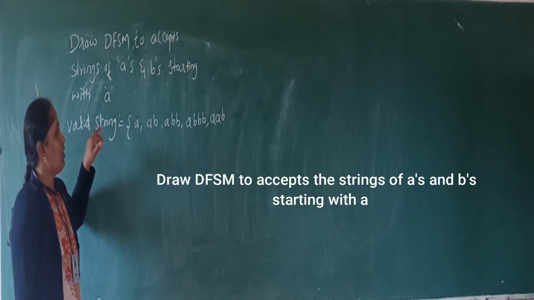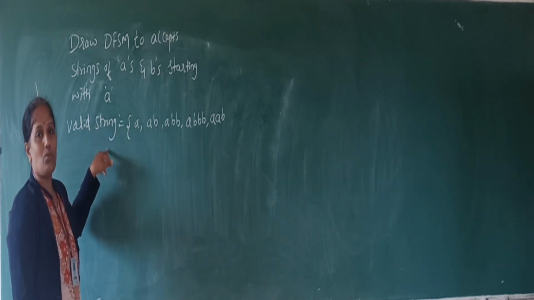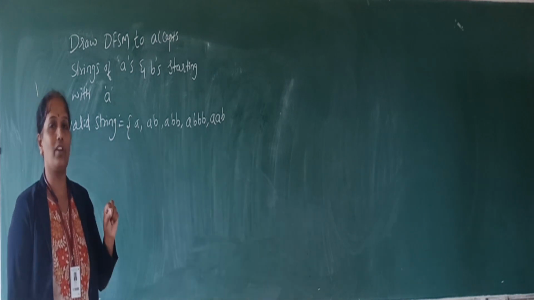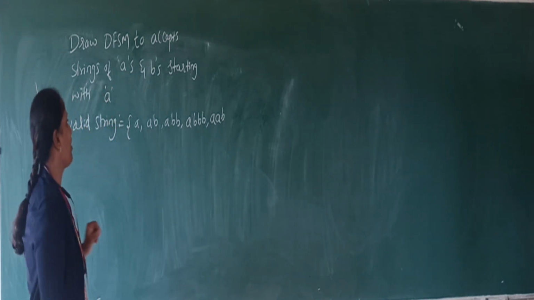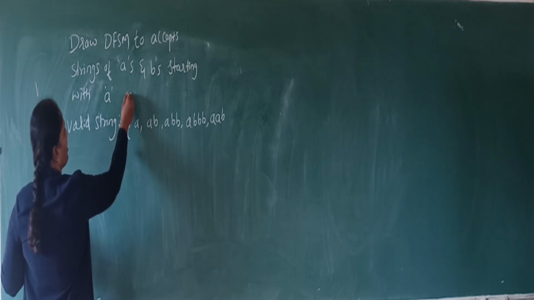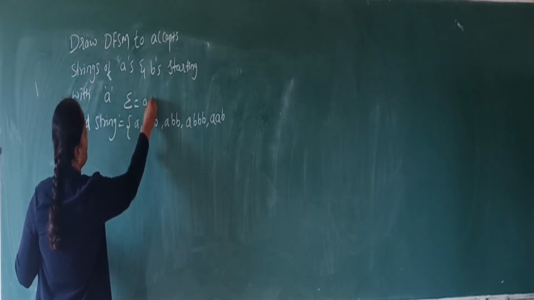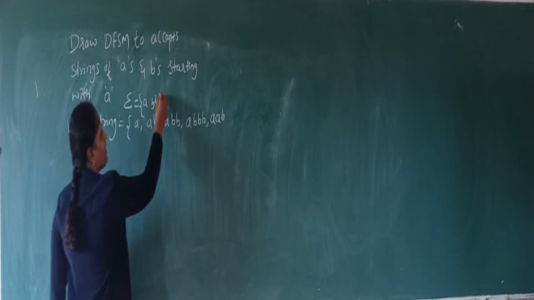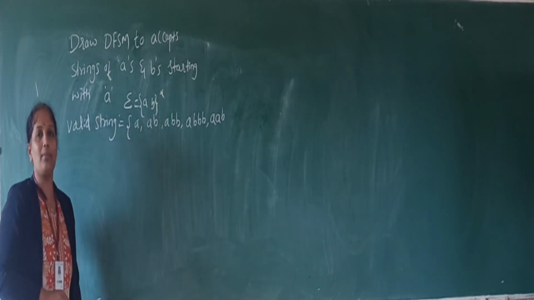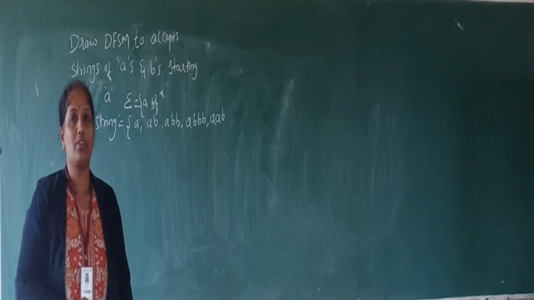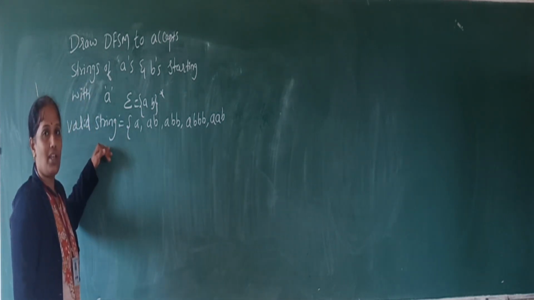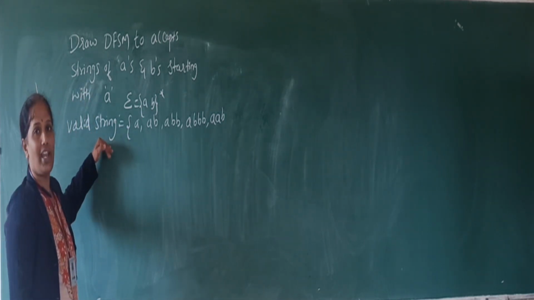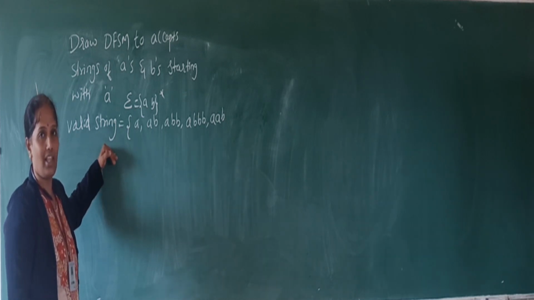Here, first you should write the alphabets of the given language. The alphabets are A and B. A and B occur any number of times in the language. Next, what is the first step? First we should write the valid strings which are there in the language.